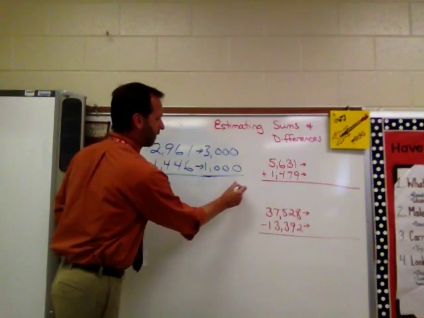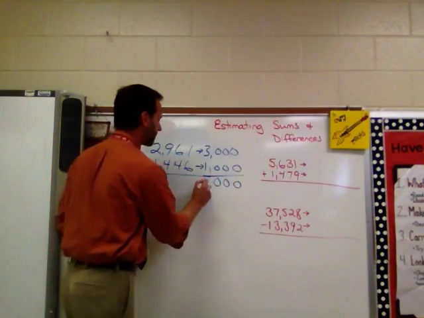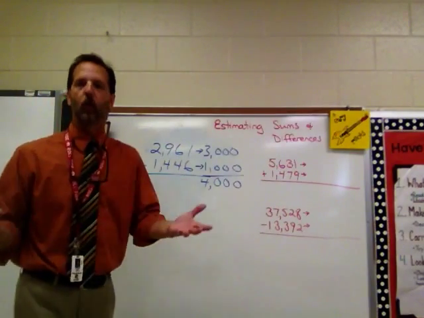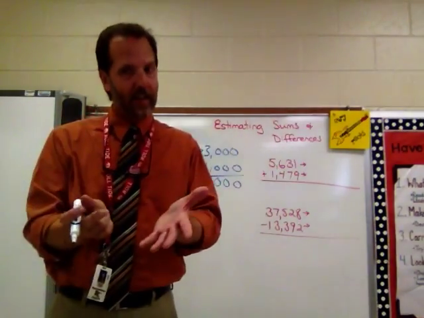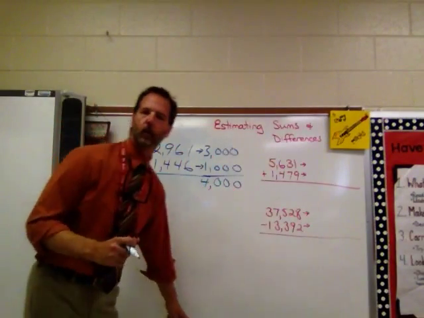So I know I'm going to have 3 zeros there. 3 plus 1 is 4. And my estimate for this would be about 4,000. We use that word about when we estimate because it's not exact. It's about that much. So this would be 4,000. Let's take a look at another one.